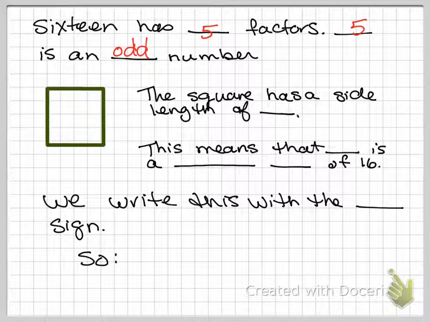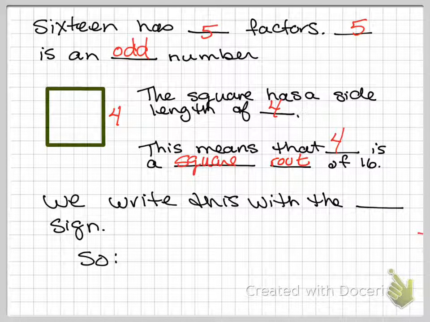So this square has a side length of 4. That means that 4 is a square root of 16. We can write a square root like this. This is a symbol we use for a square root.